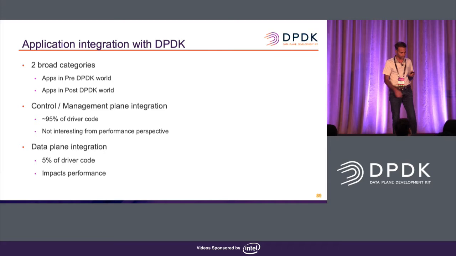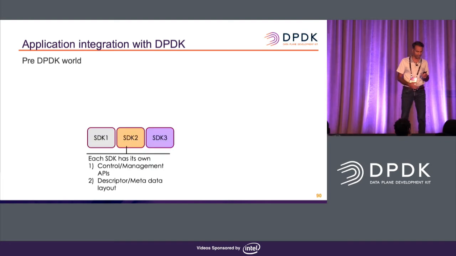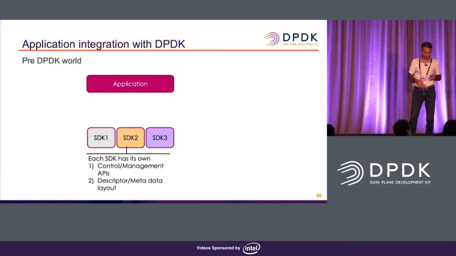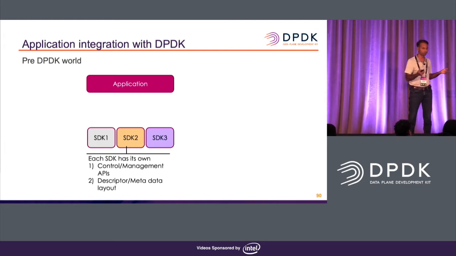Okay, so what happened in the pre-DPDK world? In the pre-DPDK world, there were a bunch of SDKs. Every vendor had their own software SDKs, and they came up with their own control plane and management APIs. They also had their own descriptor layout and metadata layout. Some of them had metadata, but most of them just exposed the descriptor to the application. Now you have this application, and due to business reasons, the application vendors had to integrate two or more of these SDKs.